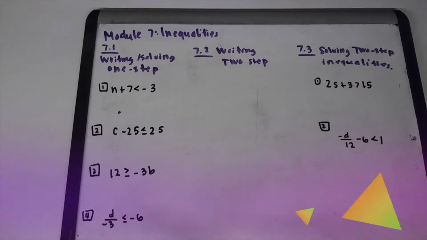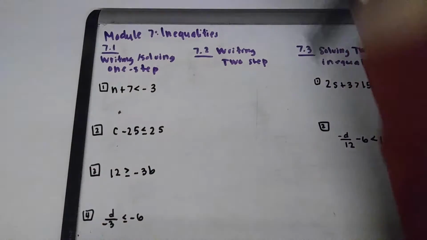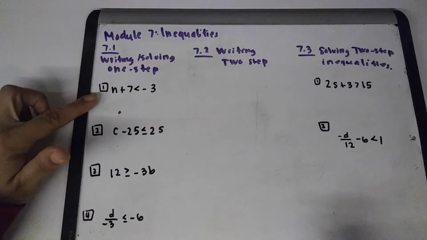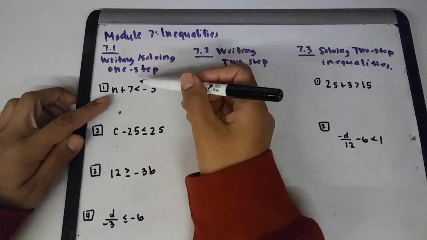Alright, you guys, so this is the module 7 review for inequalities. First one, 7.1, is to write or solve one-step inequalities. I'm going to solve first and then I'm going to write one. Remember, same with the equations, I'm going to have to do the inverse operation. I want to isolate my variable.